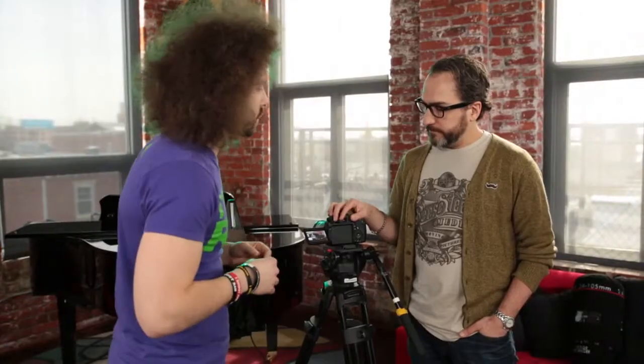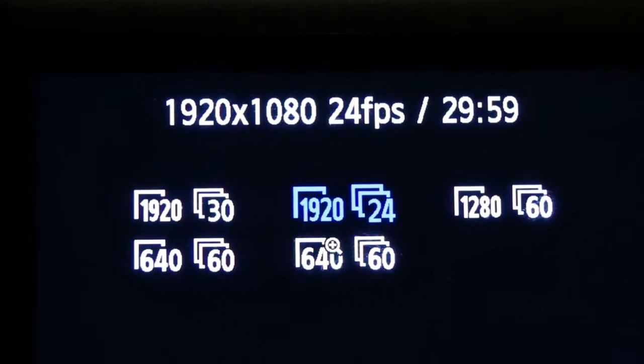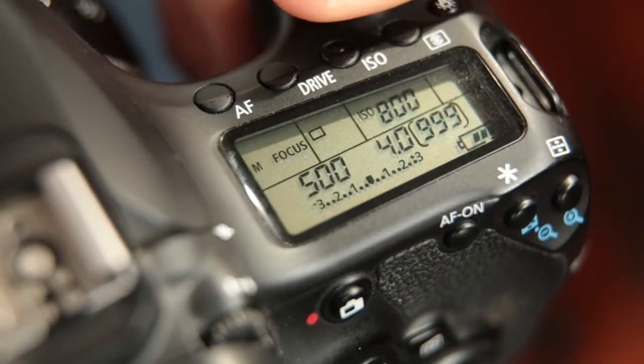So what are we going to do here to demonstrate? We're going to stick with that cinematic movie-like look. So 24 frames per second is where we're going to live on all these examples. The only thing we're going to change is the shutter speed. So let's start off with this 1/50th of a second and see what that looks like.